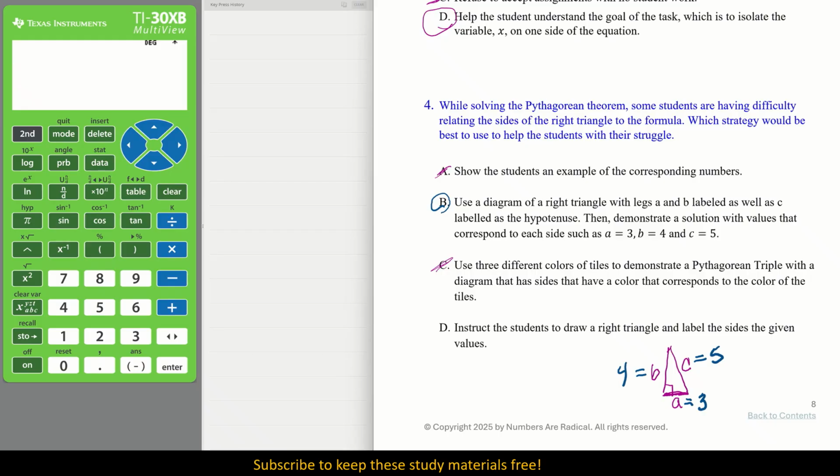Okay. I would go with B then. You're using a diagram and you have it already labeled, and then you demonstrate with the labels in specific values. That I agree with.